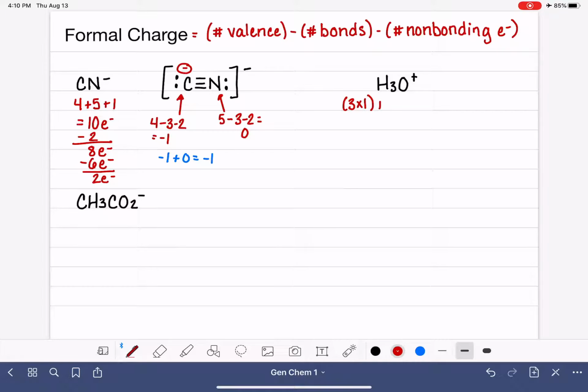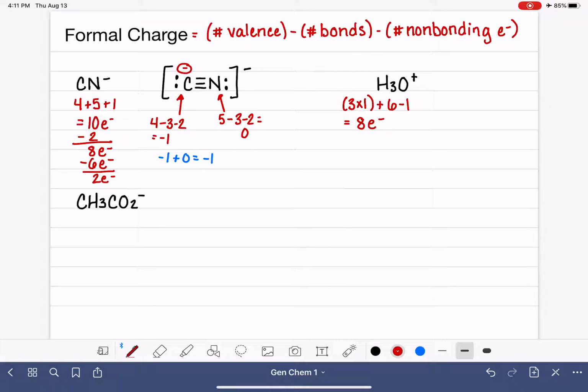And we also have one oxygen atom. The oxygen atom has 6 valence electrons, and we have a positive charge, which means that we are deficient by 1 electron. We're short 1. So 3 times 1 is 3, plus 6 is 9, minus 1, we have 8 electrons to work with.